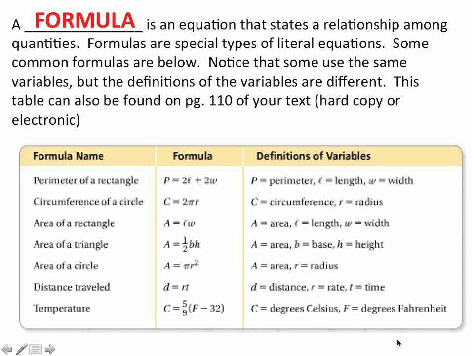So, for instance, in some formulas, like here, the R stands for the rate, but here the R stands for the radius. Okay, that's what that means. And this formula we can find on page 110 of our text, whether we look in the hard copy of the book or the online electronic version.